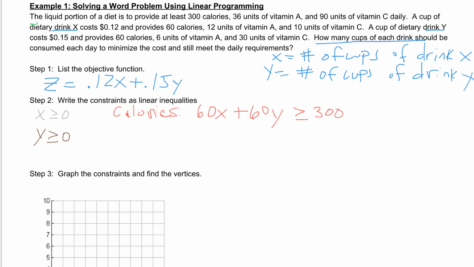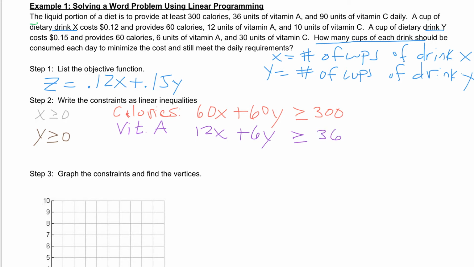Then we have to go ahead and look at vitamin A, which is our other thing that we're talking about here. And if we look at the vitamin A, altogether we need at least 36 units of vitamin A. Drink X has 12 units, and drink Y has 6 units. So we can write that inequality as 12X plus 6Y has to be greater than or equal to 36.